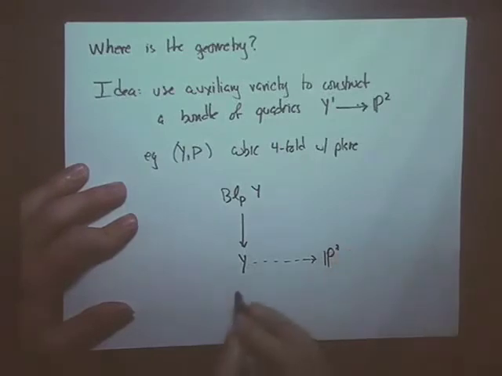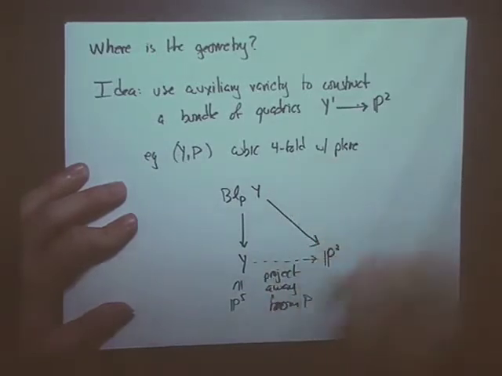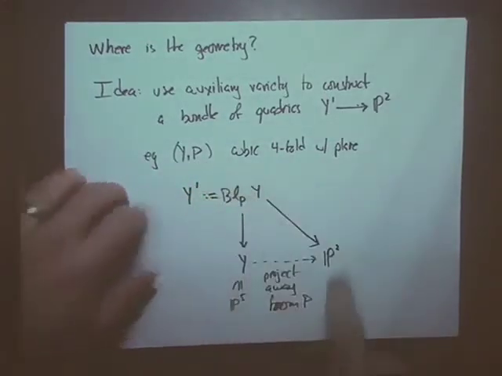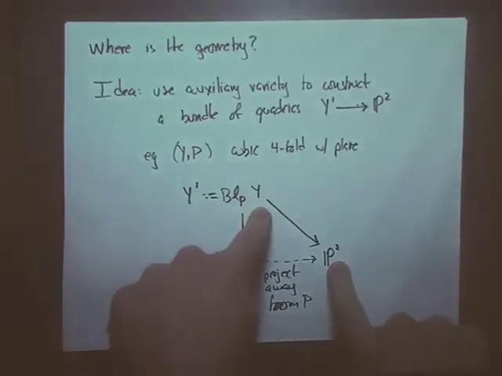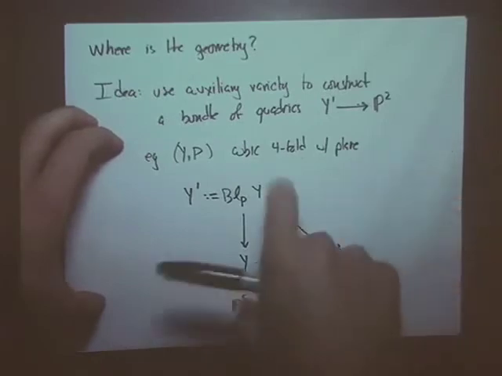Now I can also project away from the plane. This is my y, remember, in P5. So if I project away from a plane, I should land in a P2. Project away from P, and so now I'll actually get a morphism here, and this is going to be my y prime. If you think about what this map is concretely in terms of equations, this is actually a bundle of surfaces.